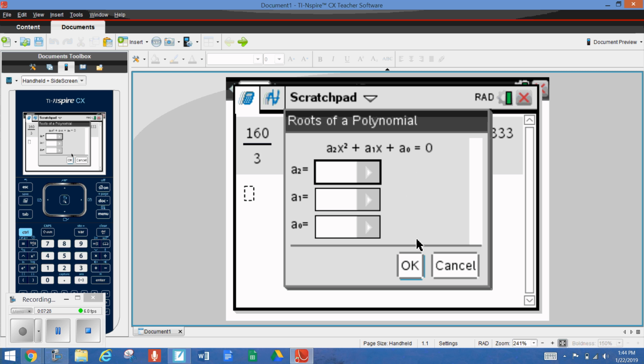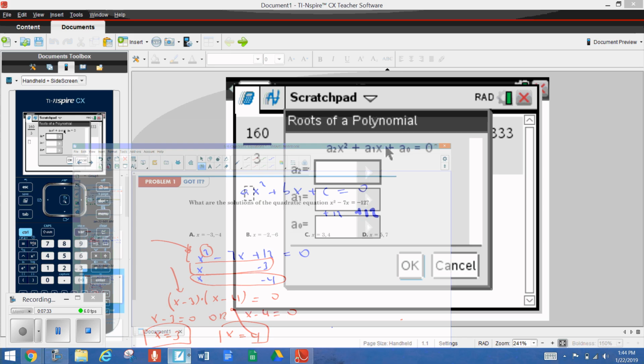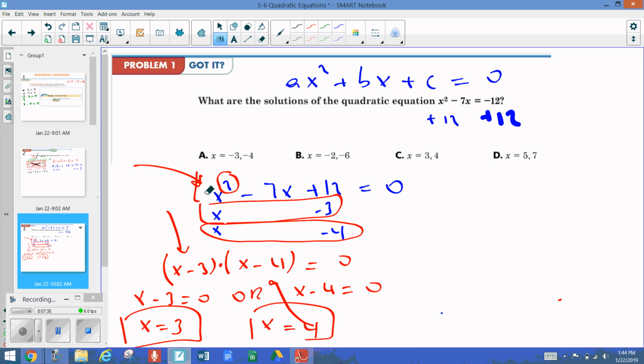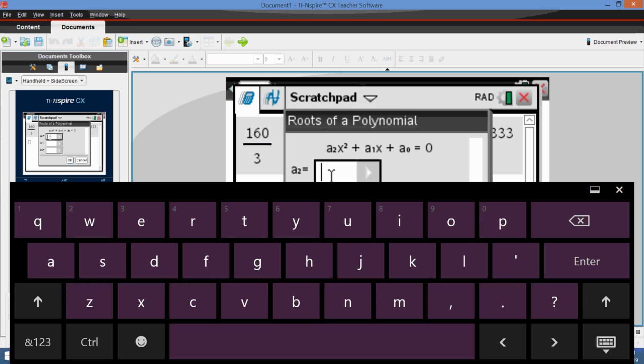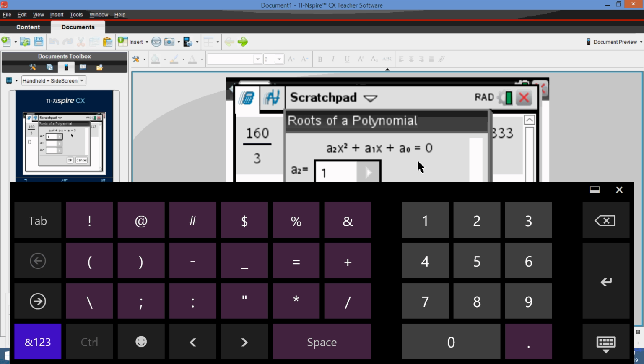Then you know a, b, and c, correct? ax squared plus bx plus c. So when I get back there, what is a, what is b, what is c? Tell me what a is. It's ax squared, so a is 1. b is negative 7. c is 12. So 1, negative 7, and 12, right?